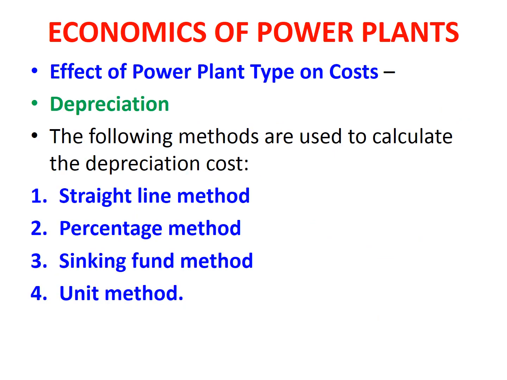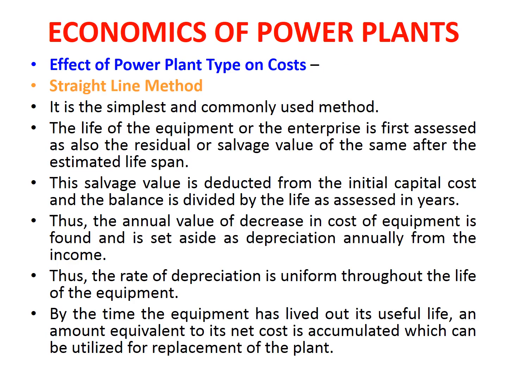Then the following methods are used to calculate the depreciation cost. There are four methods: the straight line method, the percentage method, the sinking fund method, and the unit method. We will see the first method, the straight line method. It is the simplest and most commonly used method. Let's see what is included in this method. The life of the equipment or the enterprise is first assessed, as also the residual or salvage value of the same after the estimated lifespan.